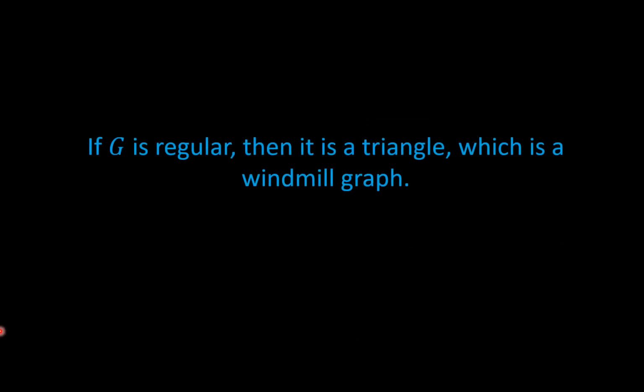And we're done. If G is regular, then it's a triangle, which is a windmill graph. That's not a contradiction. That's it. And I hope you enjoyed that.